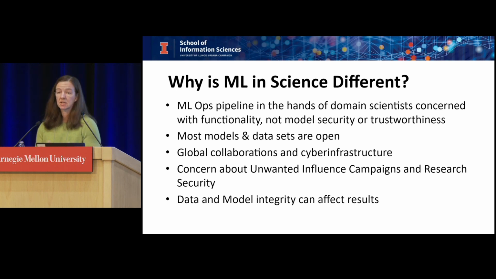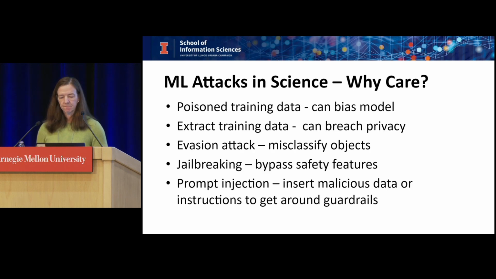Most models and data sets are just open. These collaborations are global, the cyber infrastructure is global, it's complex, but it's different because there is increasing concern, thus NSPM-33, about unwanted influence campaigns and research security. And of course, the model integrity and the data can affect our results. So why should we care? We have enough in our day jobs, why should we care?